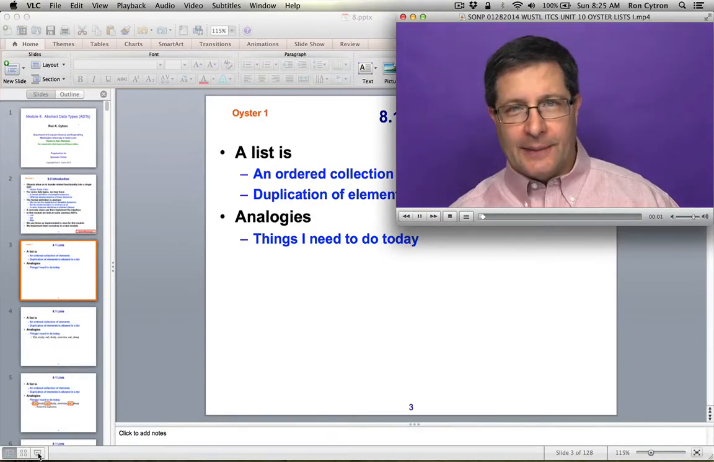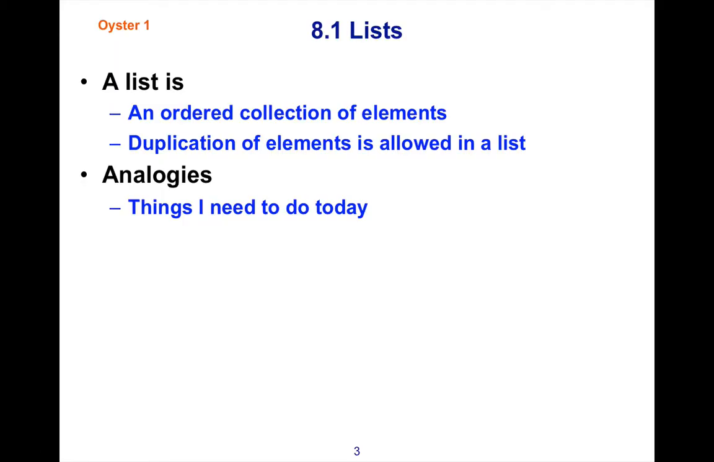Let's take a look at the abstract data type of a list. A list is an ordered collection of elements, and in a list, duplication of elements is allowed. Let's take a look at an example.